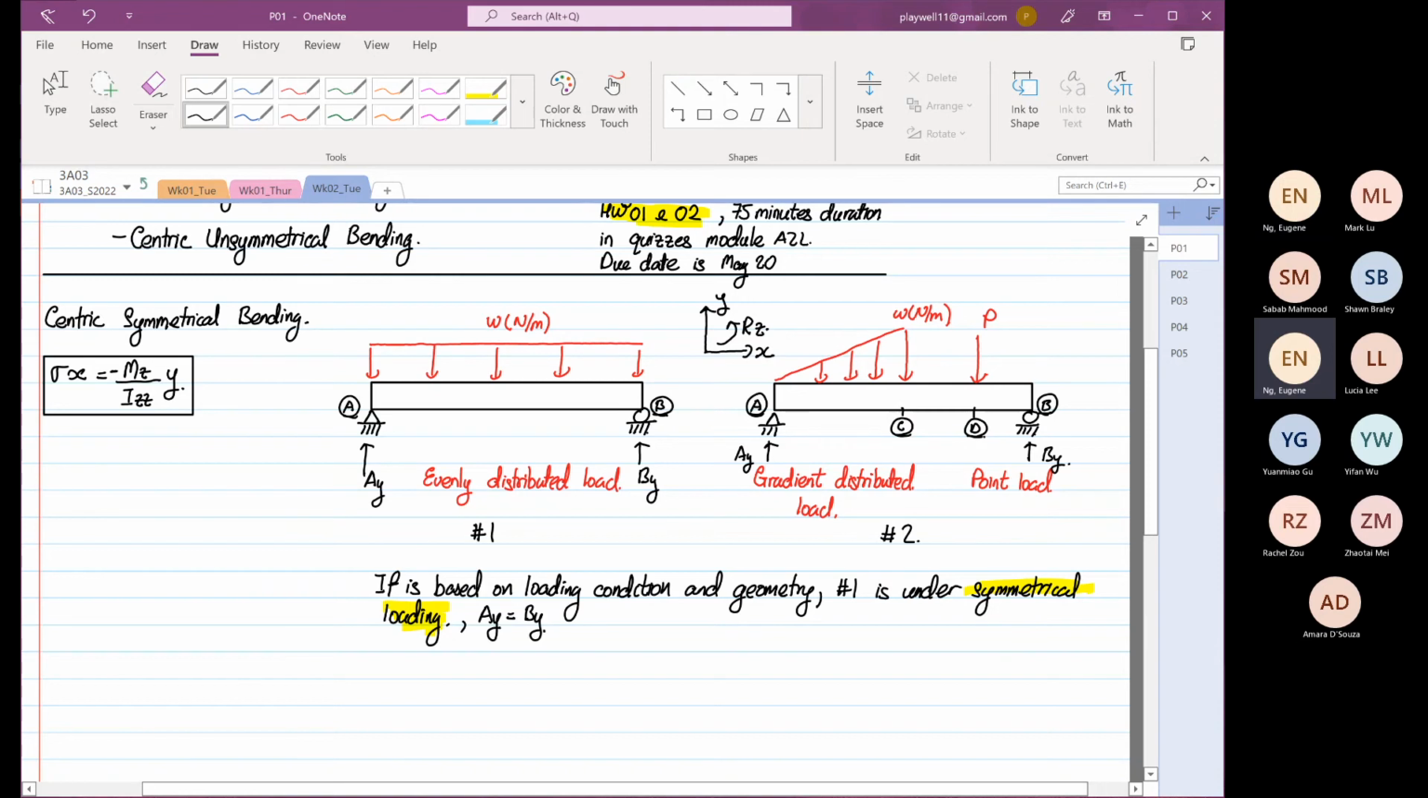Now, unfortunately, from the loading condition and geometry, okay, we cannot classify whether the structure is under symmetrical bending. Okay, symmetrical loading, yes. Okay, 1 is under symmetrical loading, but whether it's under symmetrical bending, we can't tell from here. Okay, let me elaborate.